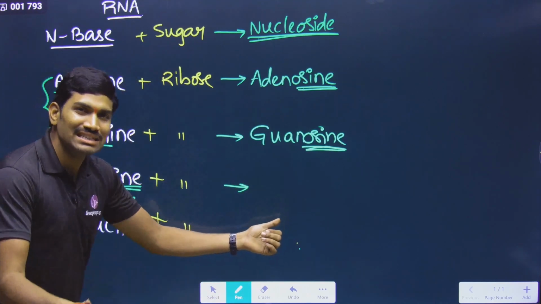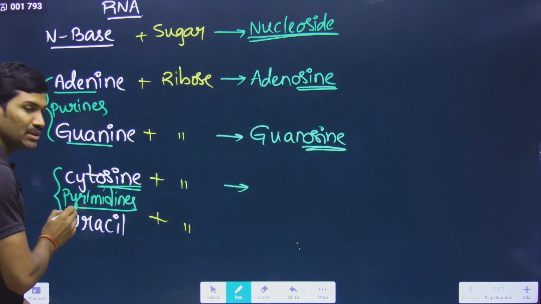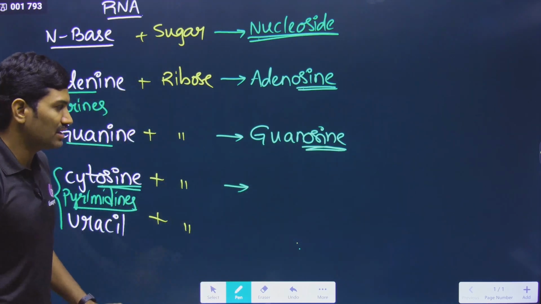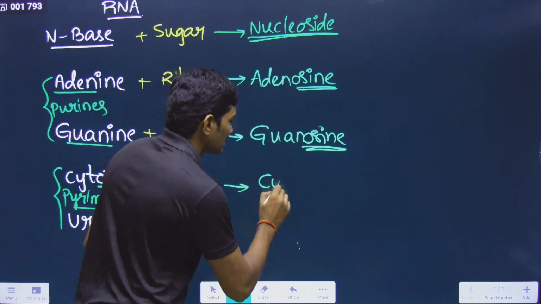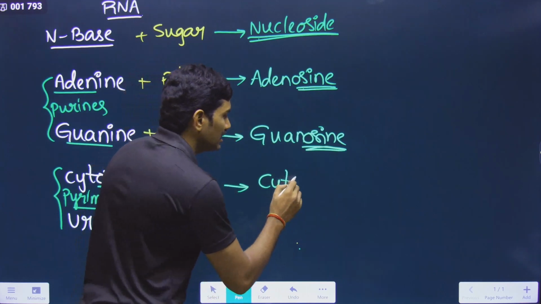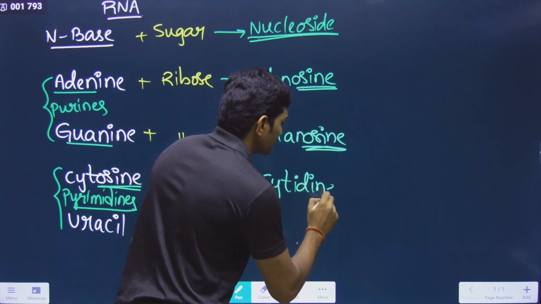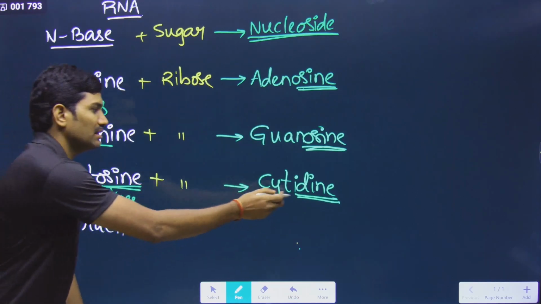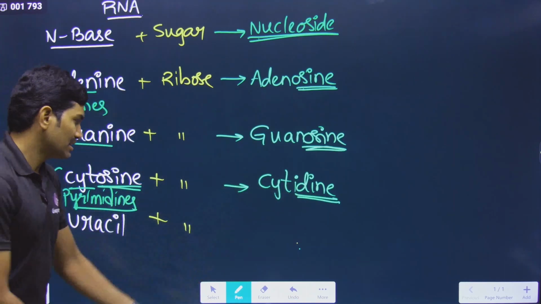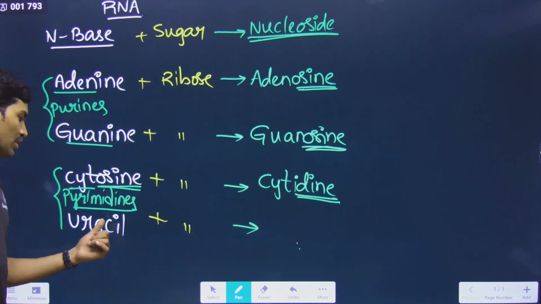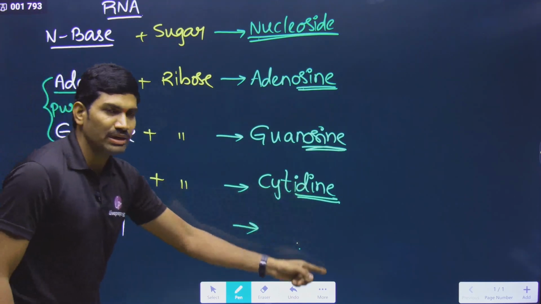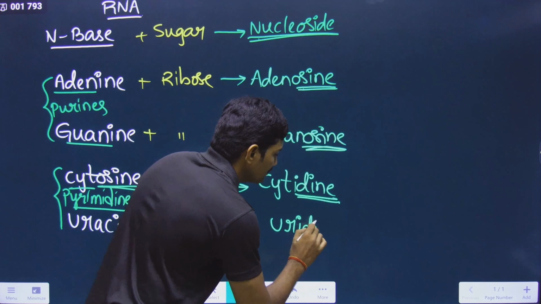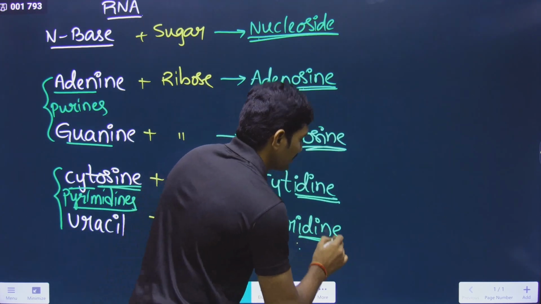So that's why what scientists did is, for the pyrimidines, they have given a different suffix. So here it is cytidine, I-D-I-N-E, idine. Observe this. Cytidine. Understood or not? So in the same way, here for uracil also. Uracil plus ribose. Idine should be coming here. So here it will become uridine. Uridine. Idine is coming at the end.